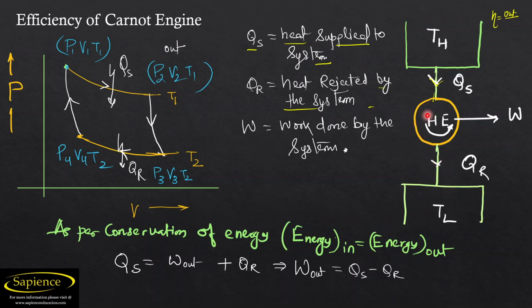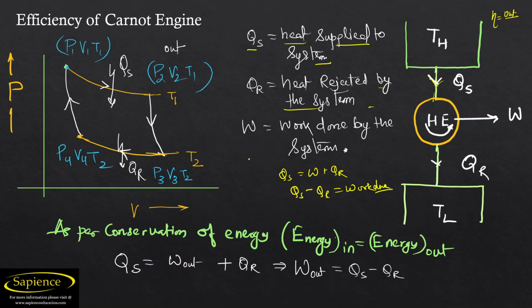So the net amount of work done by the system will be equal to W. So how will you find W? As we know, this equation, Qs is equal to W plus Qr, we have discussed in previous slides. So Qs, that is heat supplied, minus heat rejected, is equal to work done.